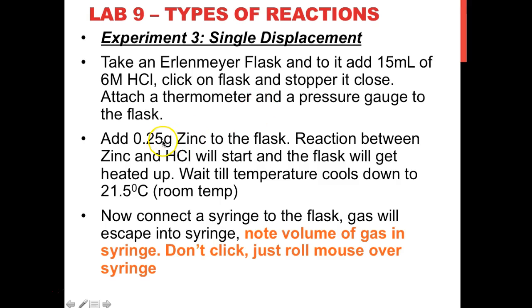So to this flask you're now adding 0.25 grams of the metal, and then the reaction between the metal and the acid will start, and this is highly exothermic, so the flask will get heated up. Wait till the temperature cools down to room temperature, which is 21.5 degrees centigrade. Then you're going to connect a syringe to the flask. The gas inside the flask will escape into the syringe. So find out what that volume of the gas in the syringe is. You don't have to click on the syringe, just roll your mouse over it, and you can see the volume appearing.